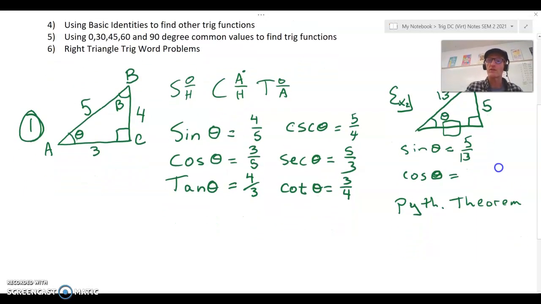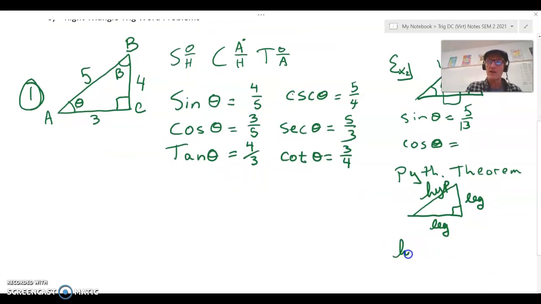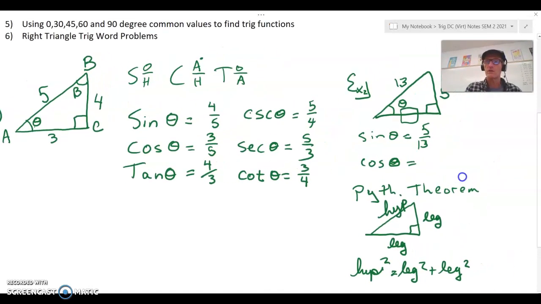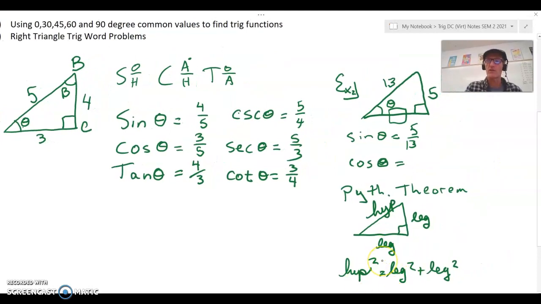All right, so in a right triangle, Pythagorean theorem is if this is the leg, and this is another leg, and this is the hypotenuse, lengths, then the hypotenuse squared is equal to the leg squared plus the other leg squared. So whatever the lengths of those are, then you can use this formula to figure out what the missing one is. Only if it's a right triangle, though. Okay, always a right triangle.